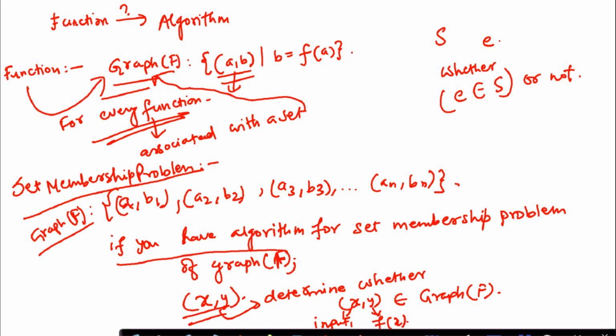So if you have an algorithm for set membership of the graph of f, you have an algorithm for the function, because b is f of a, because b is the output. And if you do not have an algorithm for the set membership of the graph of f, then you do not have an algorithm for that function. Okay, so this is the takeaway.